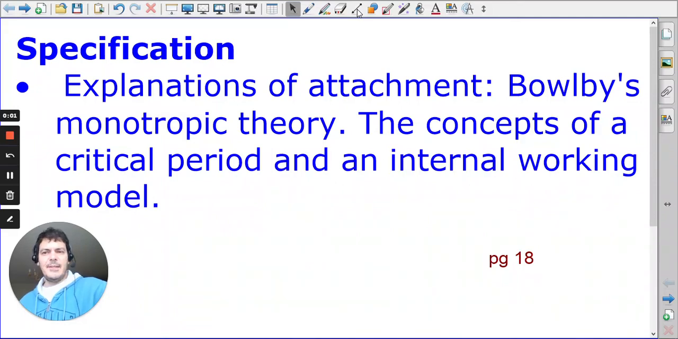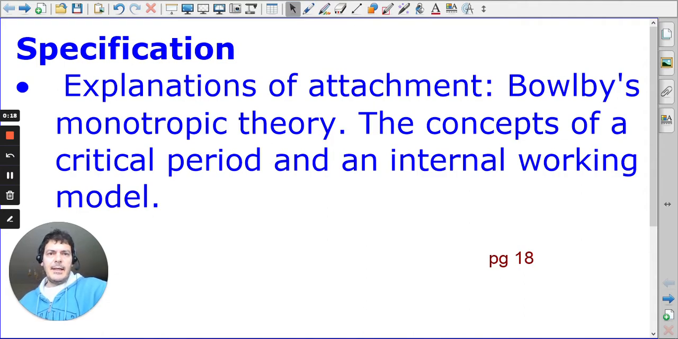Hello, this is Mr. Ferreira, and I'm going to be talking you through the next part of the attachment specification, where it asks us to look at Bowlby's monotropic theory. Now, I've mentioned Bowlby several times before, and now we actually get into his theory.